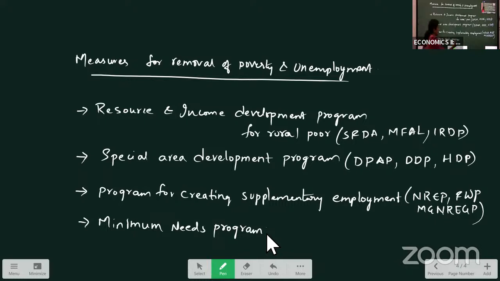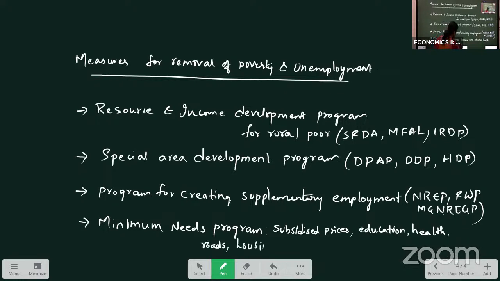So we can say here, at subsidized prices, education, health, roads, housing, etc. are provided to the rural poor. So this helps in eradicating the poverty problem in the country.